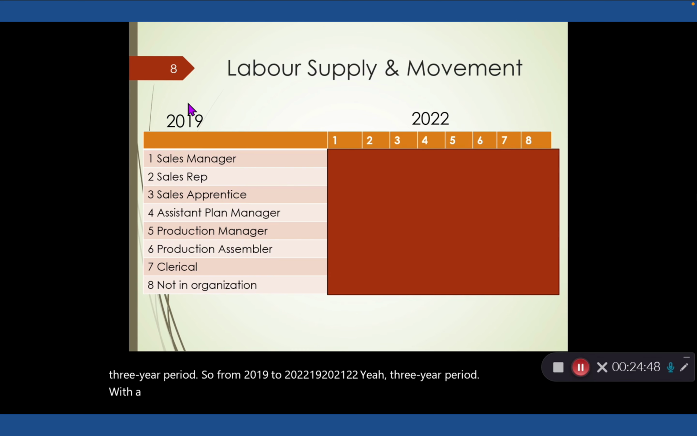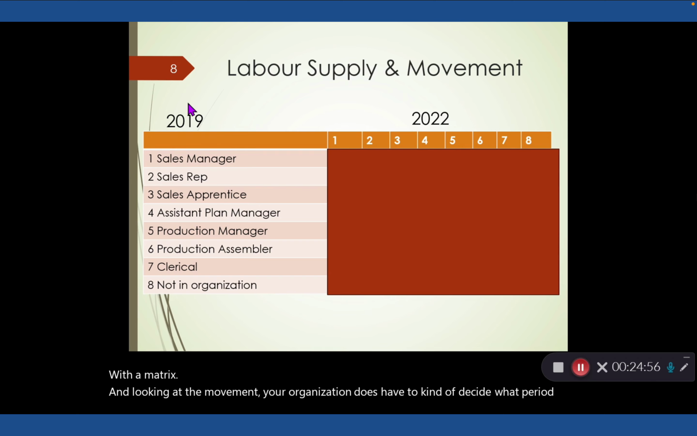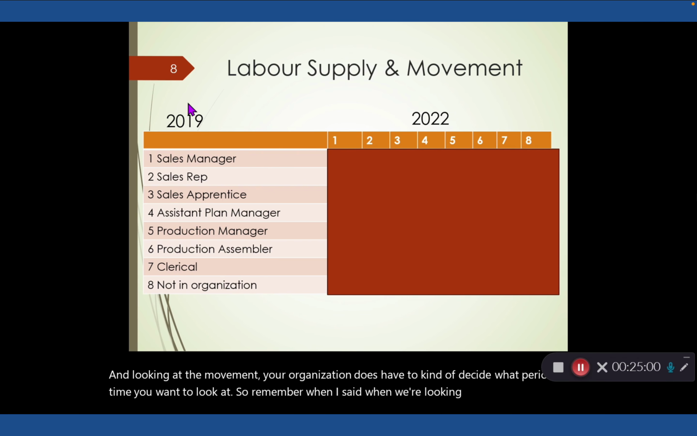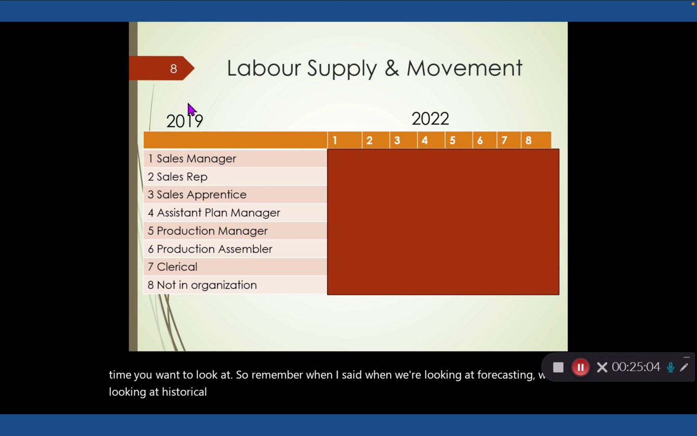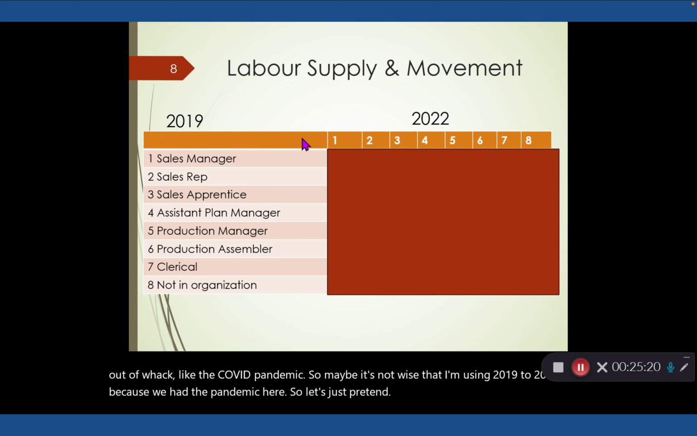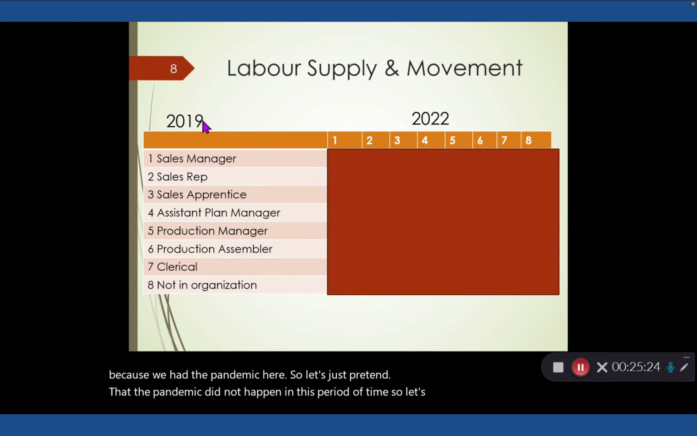With a matrix, and looking at the movement, your organization does have to decide what period of time you want to look at. So remember when I said when we're looking at forecasting, we're looking at historical data, and weird things can happen that are going to throw that data out of whack, like the COVID pandemic. So, maybe it's not wise that I'm using 2019 to 2022 because we had the pandemic here. So let's just pretend that the pandemic did not happen in this period of time. So let's just pretend that these were normal years.